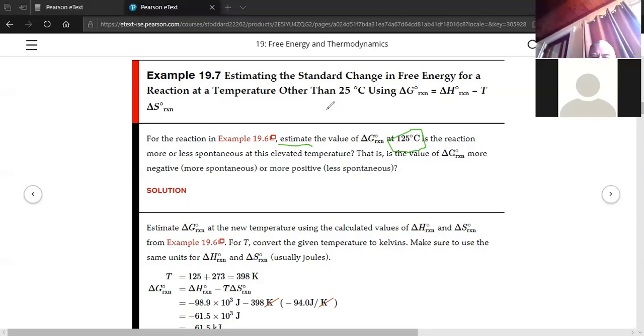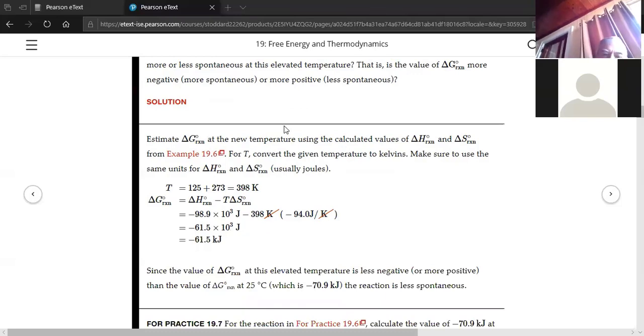So really, when they solve this problem, they should be saying that this is approximate in the equation. They really should say that the delta G0 only approximately equals the delta H minus T delta S at any temperature. So the temperature that they put in here now is not 298, it's 398. Yeah, 398, because 125 would be 398 Kelvin.